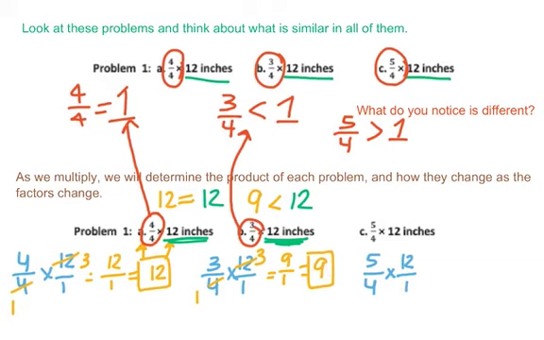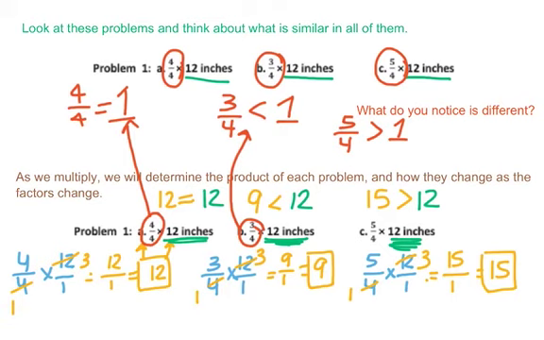Again, I'm going to work on that same cross-canceling, dividing by 4. And I have 15 over 1, which is the same as 15. Okay, so let's compare the product, which is 15, to the constant, which is 12. And I know that 15 is actually greater than 12. And how did I get an answer or a product greater than 12? Well, this factor was greater than 1.